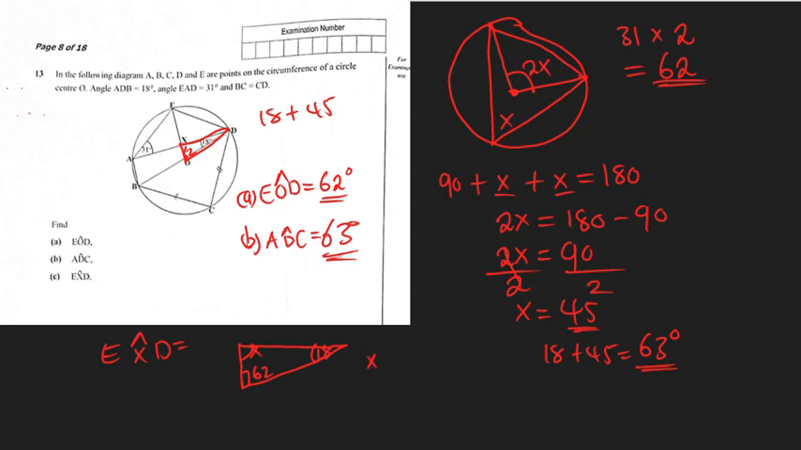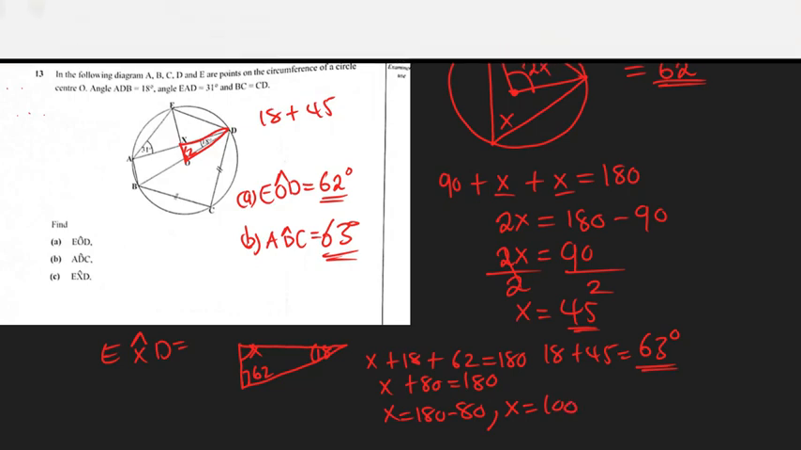So this triangle is x plus 18 plus 62 equal to 180. Is it clear, everyone? Yes, sir. Yes, it is. Okay, thank you. So this is going to be x plus 80 equal to 180. Then of course, x is equal to 180 minus 80, which is 100. x is going to equal 100.